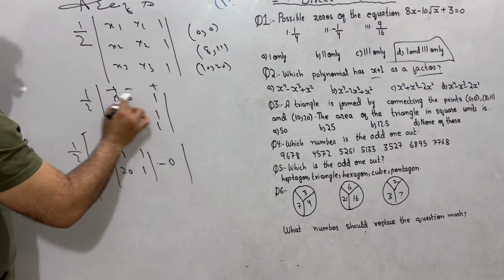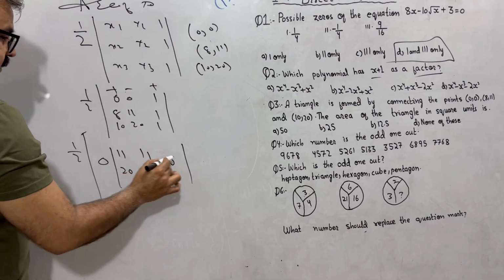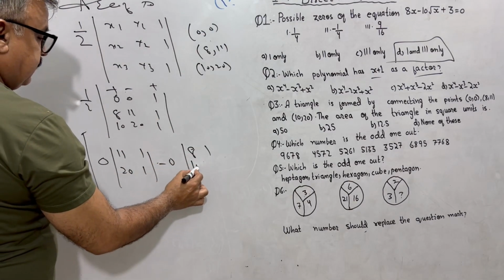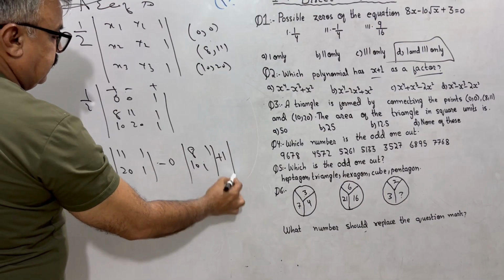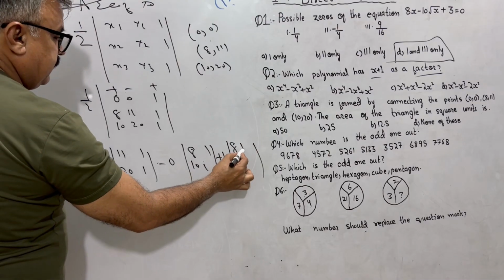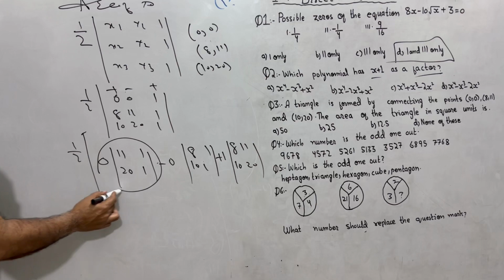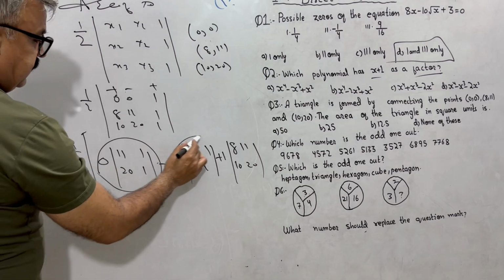Same row, delete first row, now second column. I have 8 1, 10 1 plus 1. Delete same row, first row and third column. I have 8 11, 10 20. Look, outside 0, that's going to be 0. It's also going to be 0.